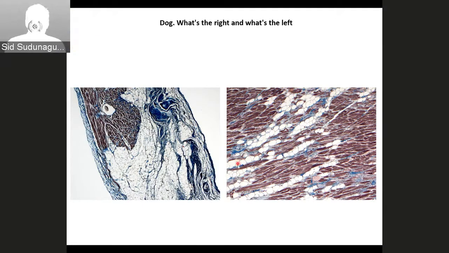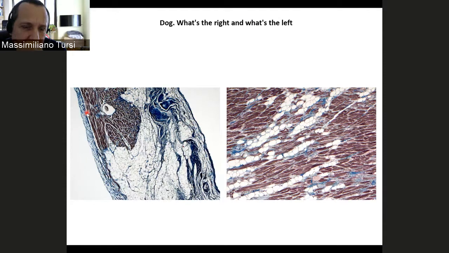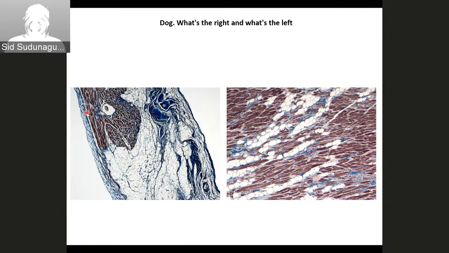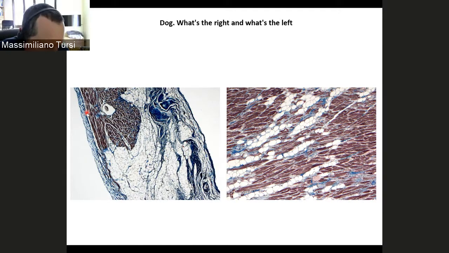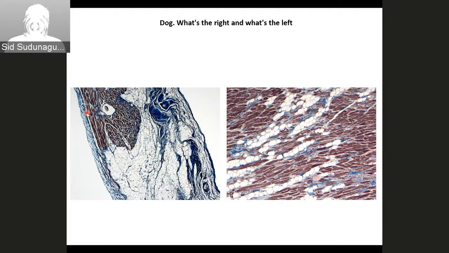But which is the right, which is the left? Do you understand the question? Do you mean which is the right ventricle? Yeah, which is the right ventricle and which is the left ventricle? The image on the left is the right ventricle. Sure. And the diagnosis is? ARVC. Arrhythmogenic right ventricular cardiomyopathy. Sure. And on the left, what's happening?